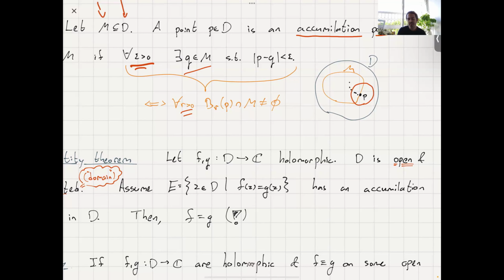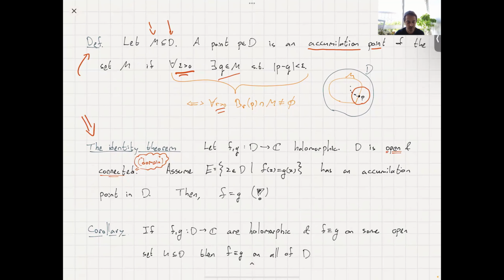So for example, if P is in M, it's an accumulation point, but even if it's not, points that are kind of outside of M and in a sense are on the boundary of M are accumulation points. These are exactly the accumulation points. Okay, so that's an accumulation point.